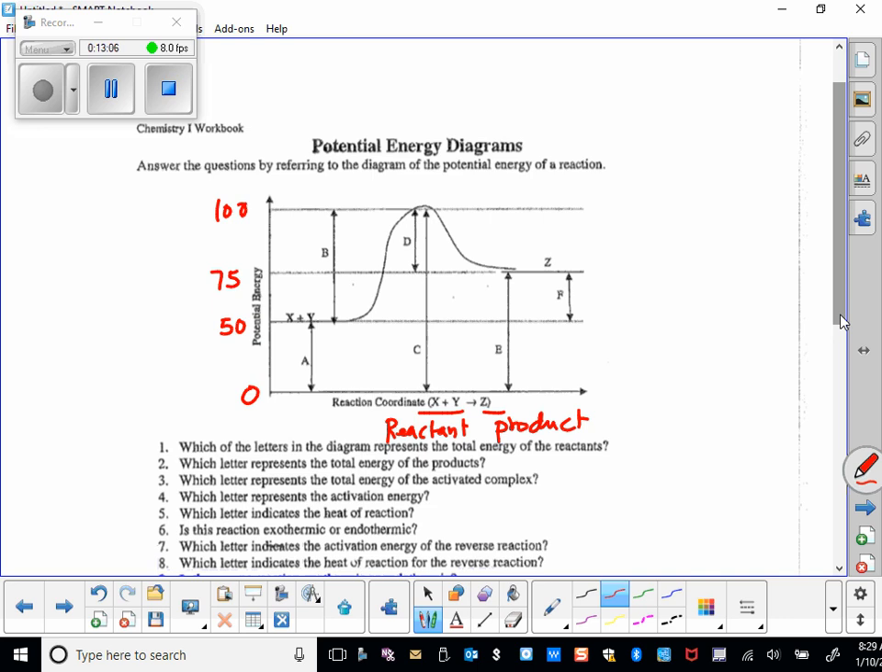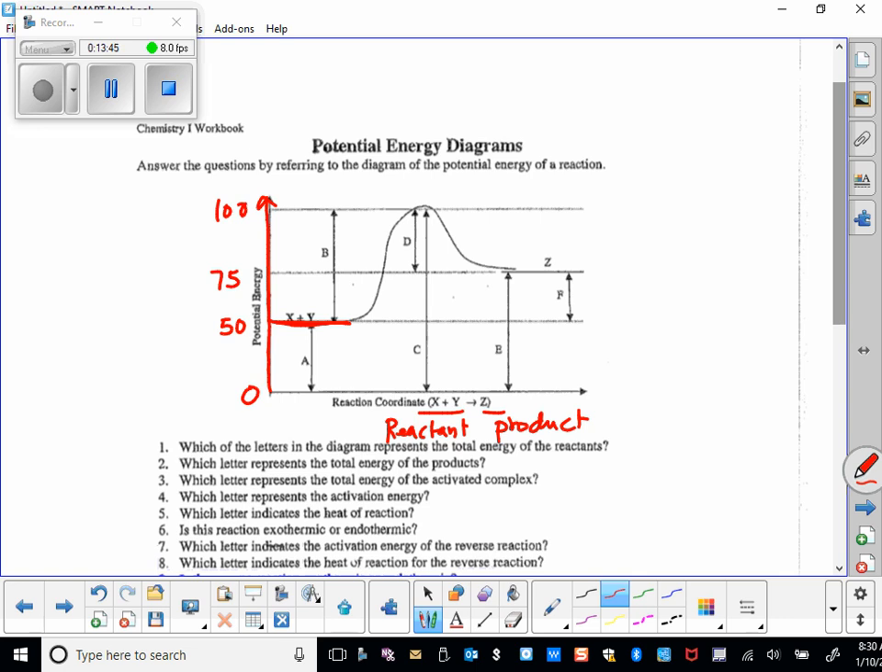So I'm going to call on students, and if you don't know, it's okay. We're just practicing. Don't get ruffled if you give the answer incorrectly. All right? Just going to try. So David, the first question is asking which of the letters in the diagram represents the total energy of the reactant. Remember, this is a graph, right? And where is your X plus Y? Right there. What is the energy of the reactants, David?